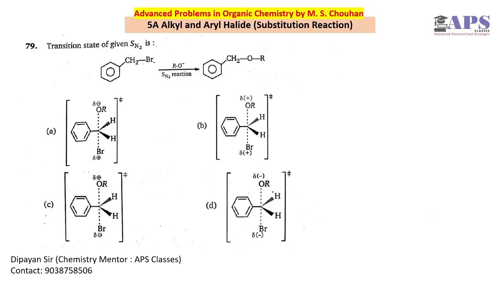Moving forward to question number 79, this is nothing but a transition state, a 5-member transition state or 5-coordinated transition state of the SN2 reaction. So initially we have OR minus as nucleophile, and finally you can see this oxygen will become neutral. So in the transition state oxygen will be charged by delta minus. Okay, so here we have delta minus and here we have delta minus. So these two may be correct.